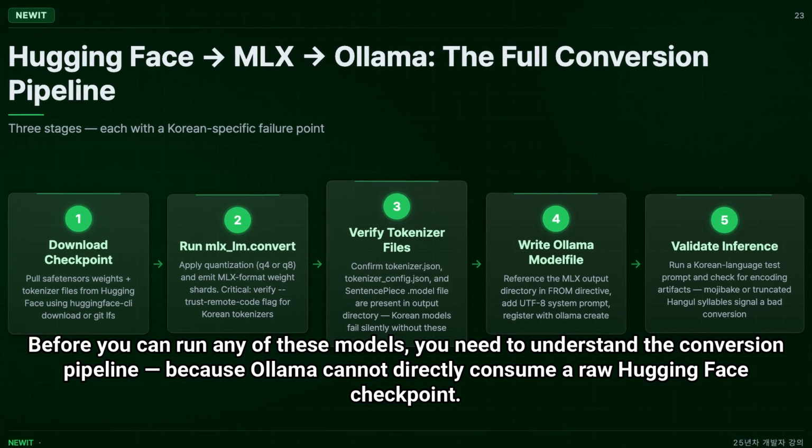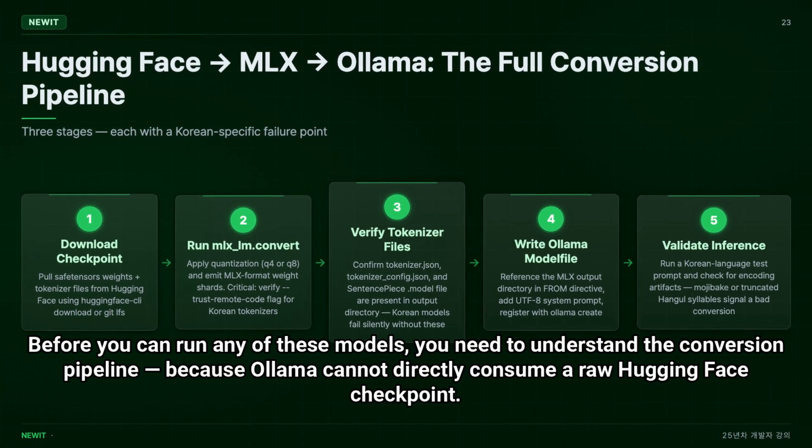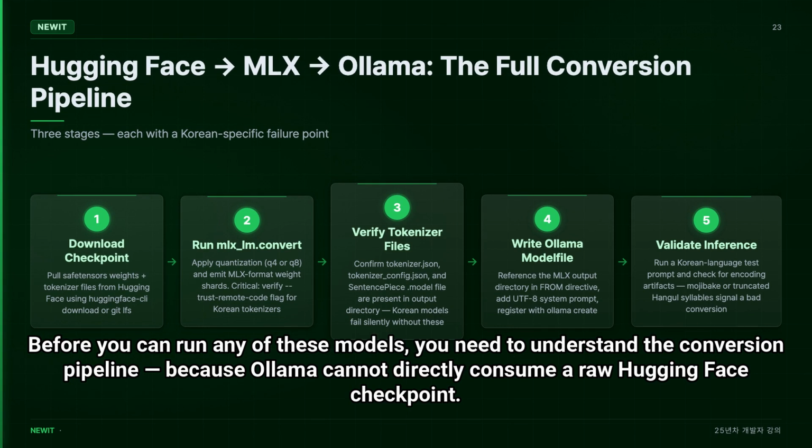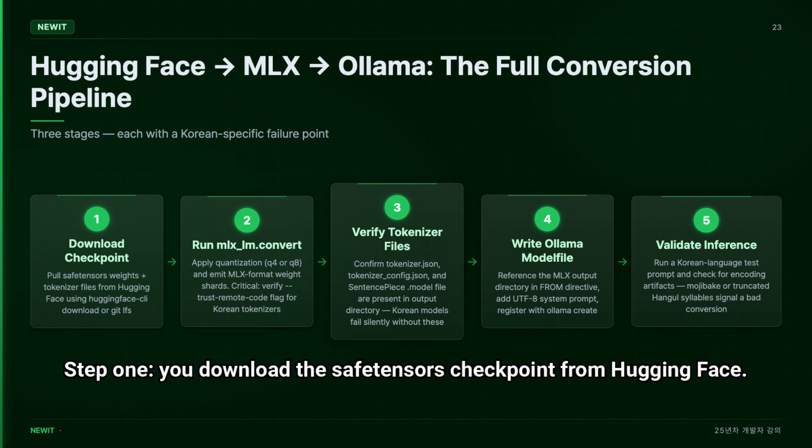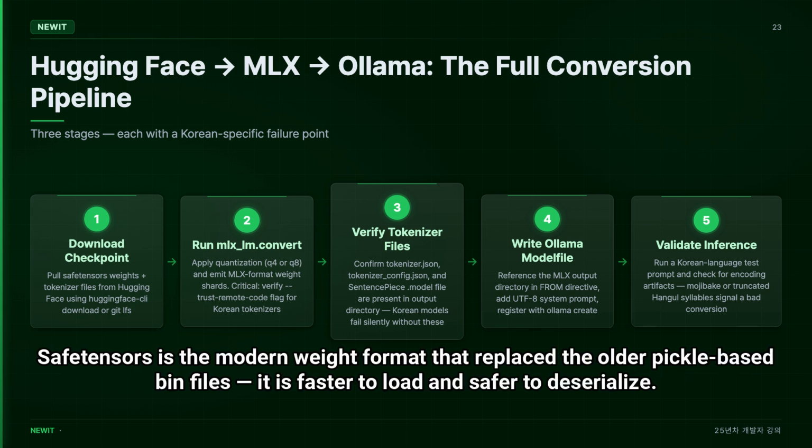Before you can run any of these models, you need to understand the conversion pipeline, because Ollama cannot directly consume a raw Hugging Face checkpoint. Here is the flow. Step 1. You download the SafeTensors checkpoint from Hugging Face. SafeTensors is the modern weight format that replaced the older pickle-based bin files. It is faster to load and safer to deserialize.